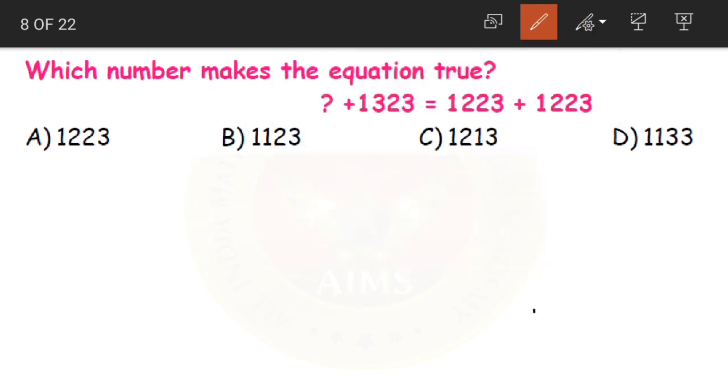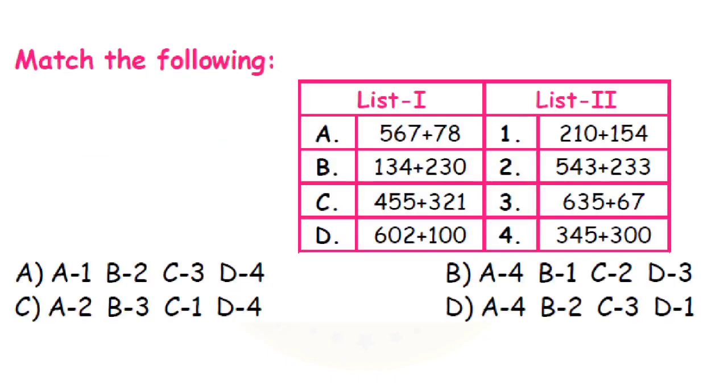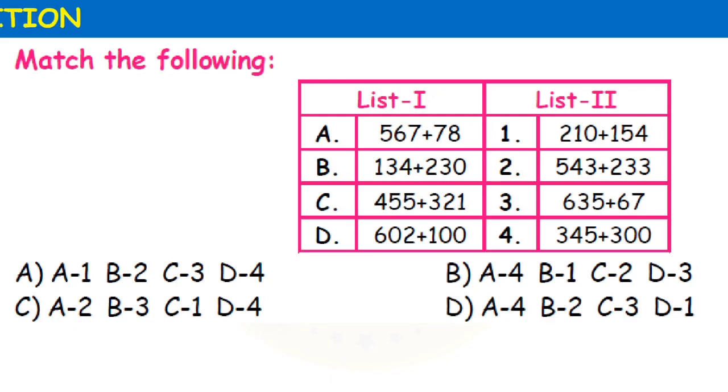Understood, children? How did we do this, right? First we found out the sum, and from that sum we subtracted this addend to find out the other addend, which was option B, 1123. Moving on to the next question.